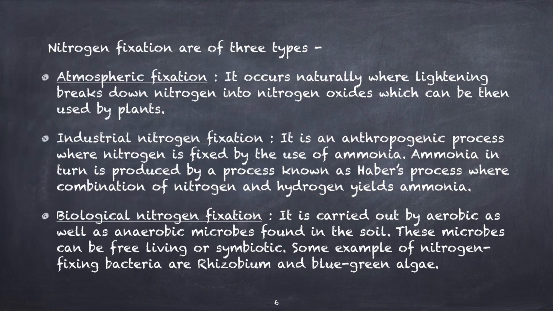It is fixed using three processes: atmospheric fixation, industrial nitrogen fixation and biological nitrogen fixation. Atmospheric fixation occurs by lightning, where lightning breaks down nitrogen into nitrogen oxides. By industrial nitrogen fixation, we can convert dinitrogen into ammonia using the Haber process. And biological nitrogen fixation is carried out by aerobic as well as anaerobic microbes. For example, rhizobium and blue-green algae help in nitrogen fixation.